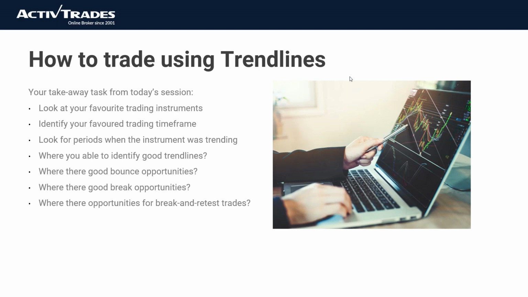And then look at it. Were there good bounce opportunities? Did price come back to the trend line and put in rejection candles that gave you an opportunity to trade in line with the trend as it bounced off the trend line? Or were there good break opportunities? When the trend line finally broke, was it a good opportunity to trade the actual break of it? Or were there better opportunities with a break and retest trade setup, where you waited for price to kiss the trend line goodbye? So do that. Take that away.